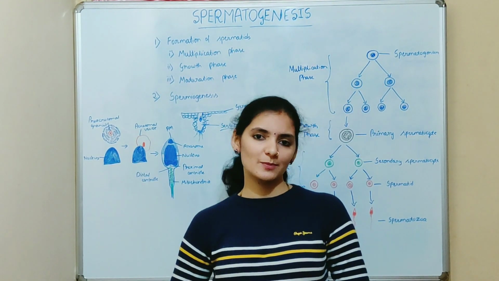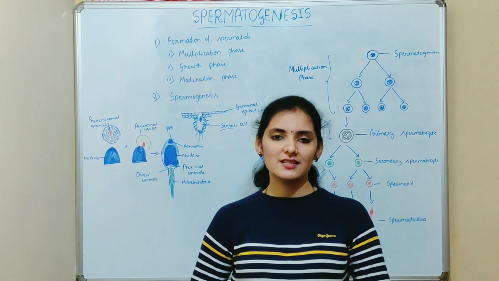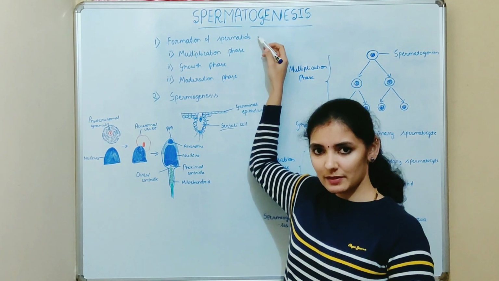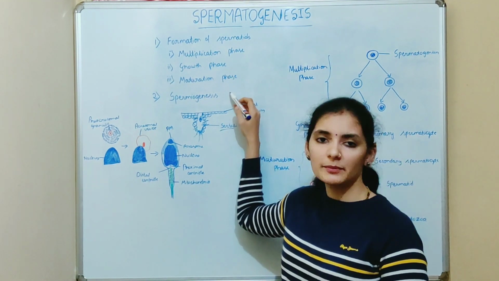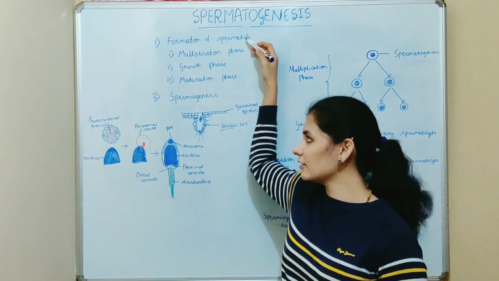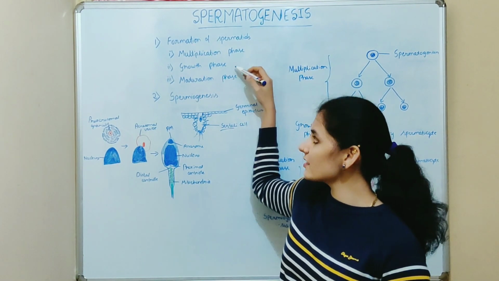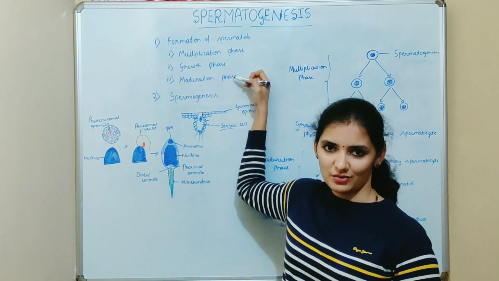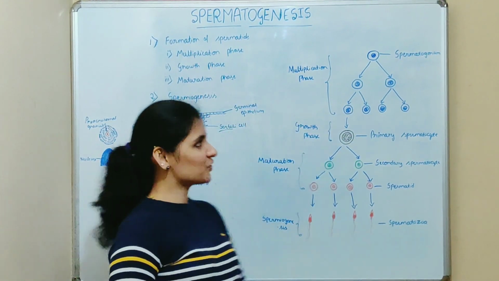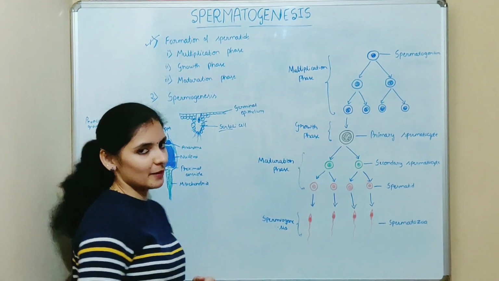Spermatogenesis is a continuous process and for our convenience it is mainly divided into two steps. The first one is formation of spermatid and the second one is spermiogenesis. Formation of spermatid is also divided into three phases, that is multiplication phase, growth phase and maturation phase. We will discuss it one by one. The first step in spermatogenesis is formation of spermatids.